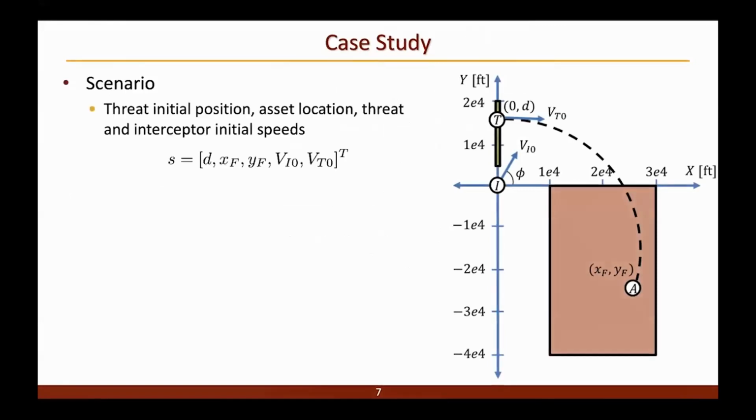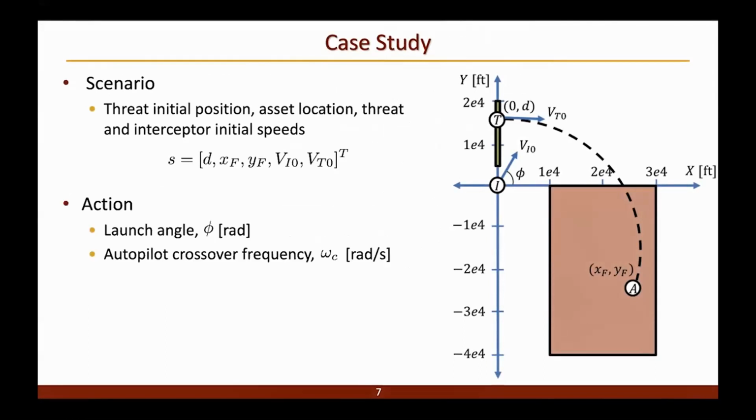The action A, what the supervisor gets to choose, is the launch angle of the interceptor and the autopilot crossover frequency. The uncertainty theta describes the threat trajectory. We consider circular arc trajectories where the radius and acceleration values are unknown to the supervisor.